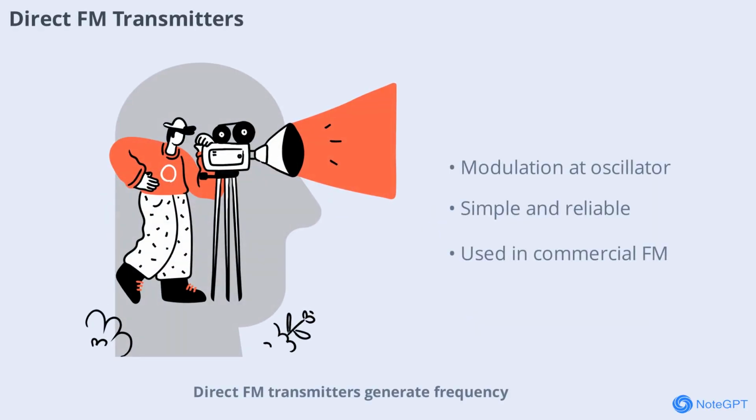Direct FM transmitters generate frequency modulation directly at the oscillator stage. The audio signal is applied to the oscillator, causing its frequency to vary in real time. This approach is straightforward and effective for many FM broadcasting applications, especially where simplicity and reliability are important. Direct FM transmitters are commonly used in commercial radio stations and personal radio devices.